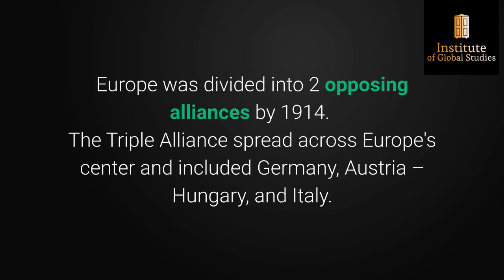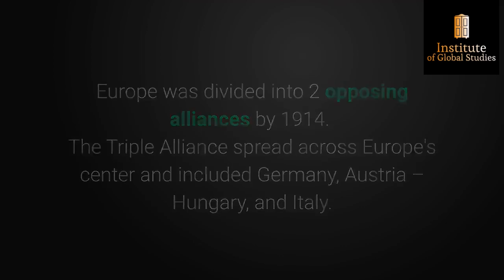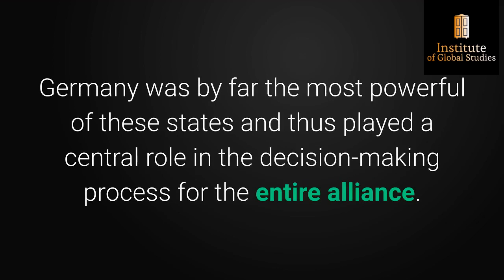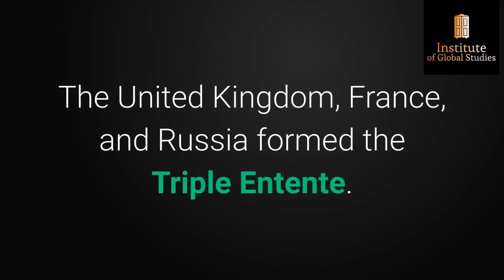The Triple Alliance spread across Europe's center and included Germany, Austria, Hungary, and Italy. Germany was by far the most powerful of these states and thus played a central role in the decision-making process for the entire alliance. The United Kingdom, France, and Russia formed the Triple Entente.